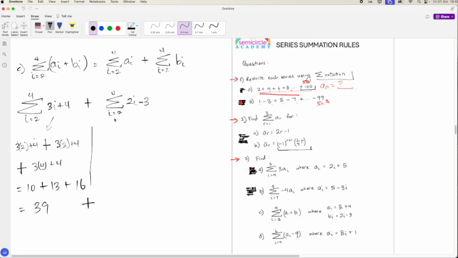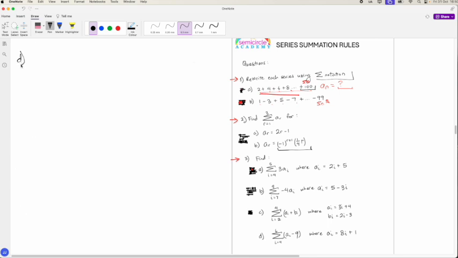And of course, I'll be adding it to this one here. This one will turn out to be 2 times i minus 3, plus 2 times i is 3 minus 3, plus 2 times i is 4 minus 3. So this will be 2 2s are 4 minus 3 is 1, plus 2 3s are 6 minus 3 is 3, plus 4 2s are 8 minus 3 is 5, which is 9. So now on this side I'll have 39 plus 9, which is 48 total.